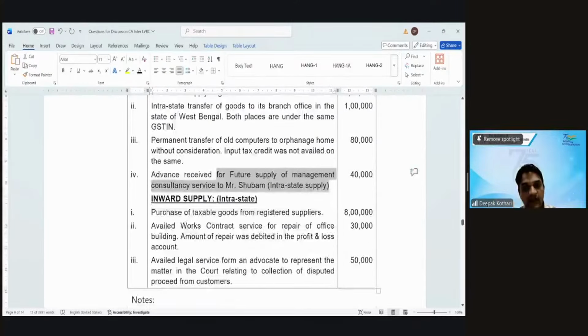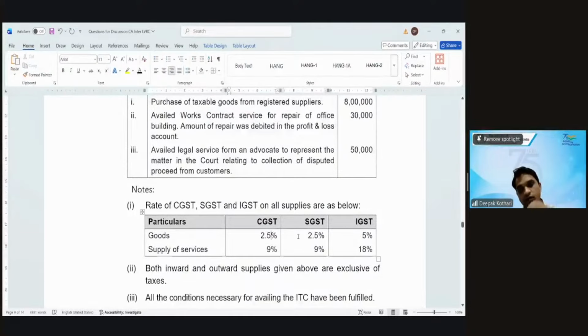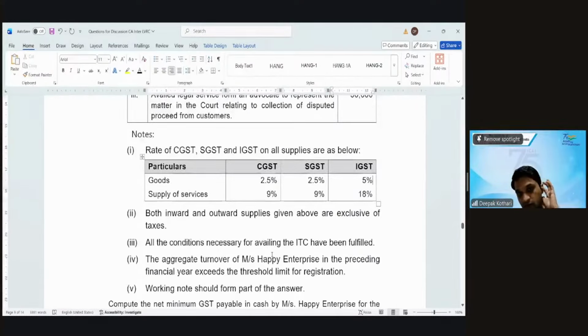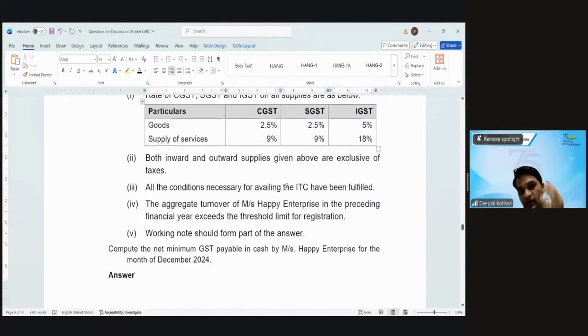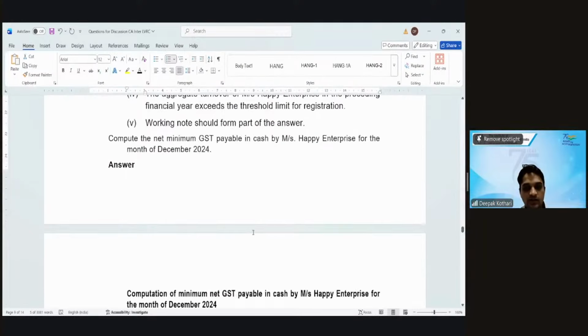Then inward supplies is 8 lakhs, purchase of taxable goods from registered suppliers. Availed works contract service for repair of office building. Amount of repair was debited in P&L account. Availed legal services from an advocate to represent the matter. The rates of tax for goods are 2.5% each, and for services 9% each. Both inward supplies are exclusive of taxes. All the conditions for availing ITC have been met, so no assumption is needed. The aggregate turnover in the preceding financial year exceeded the threshold limit for registration, and working note should form part of the answer.